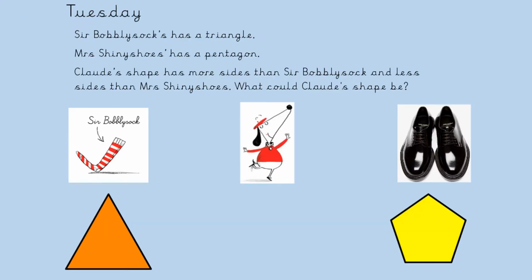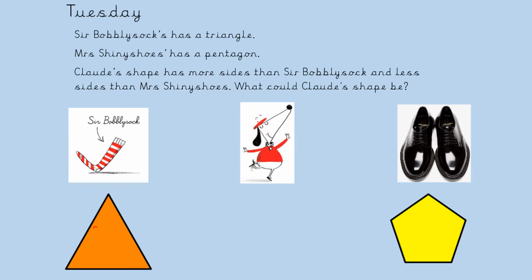Let's have a look at our reasoning or problem solving for today. Sir Bobblysock has a triangle. Mrs. Shiny Shoes has a pentagon. Claude's shape has more sides than Sir Bobblysock and less sides than Mrs. Shiny Shoes. What could Claude's shape be? Now first, how many sides does a triangle have? 1, 2, 3. A triangle is a three-sided shape.